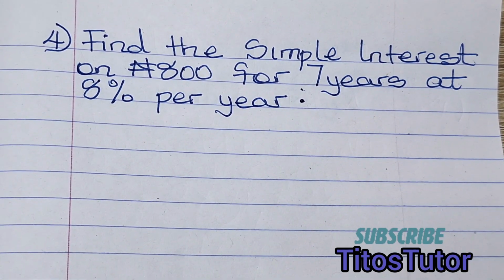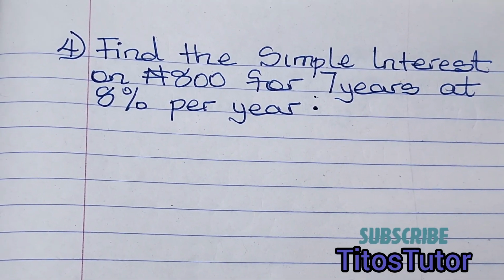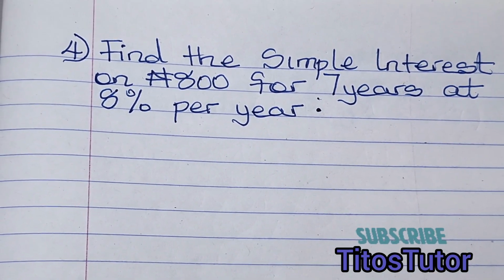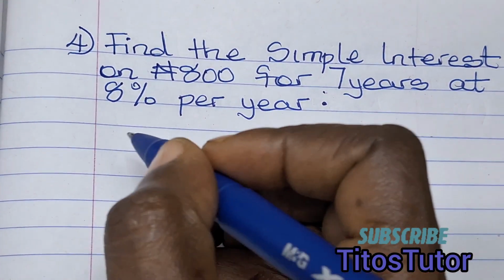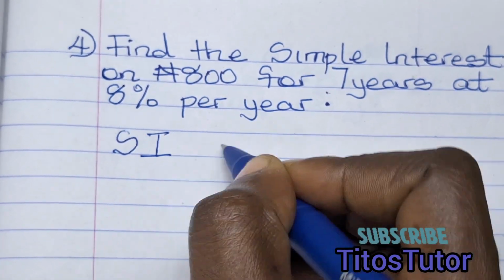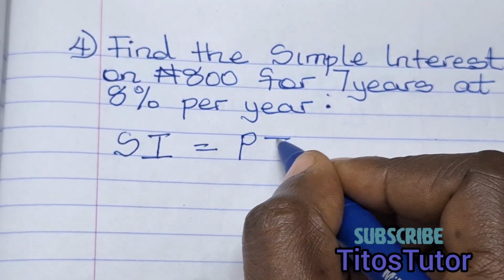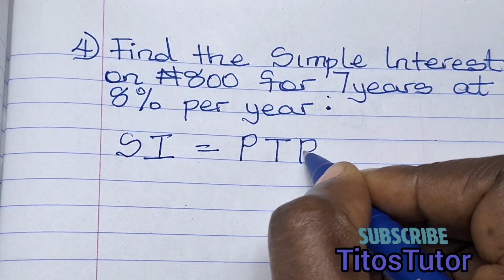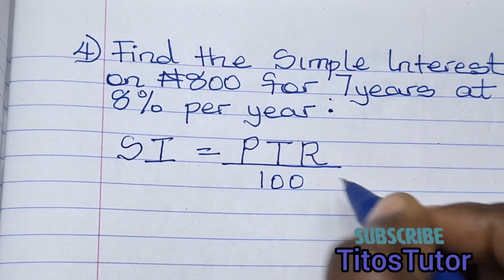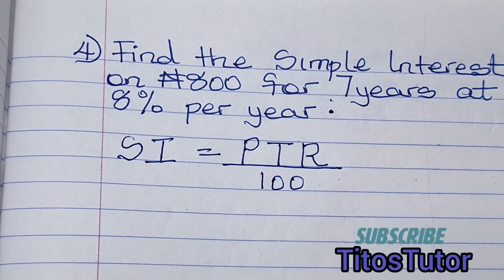Number 4. Find the simple interest on 800 naira for 7 years at 8% per year. Remember, simple interest. SI is equal to principal multiplied by the time multiplied by the rate all over 100. This is a formula you do not want to forget. It is the simple interest formula.